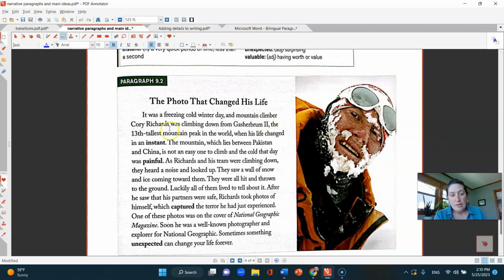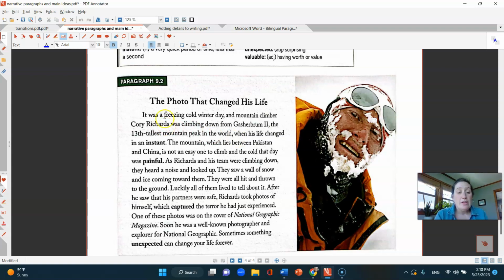Okay, so in this paragraph, we can see that the first sentence is going to be the topic sentence, and it kind of gives us, it was a freezing cold winter day. Mountain climber Corey Richards was climbing down from Gasherbrum to the 13th tallest mountain peak in the world when his life changed in an instant.